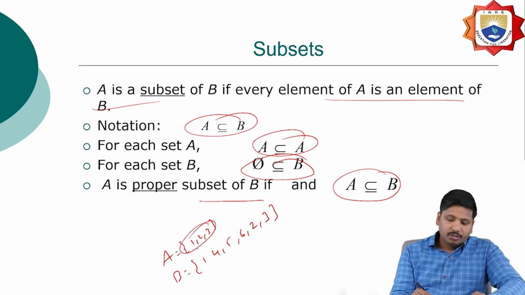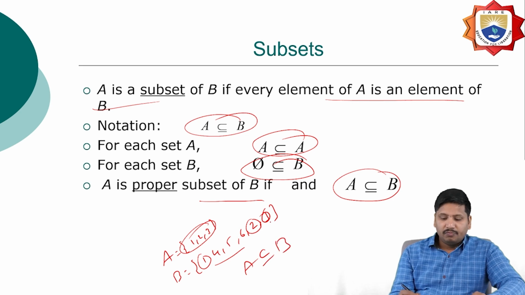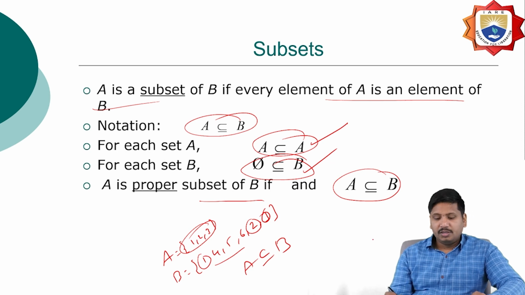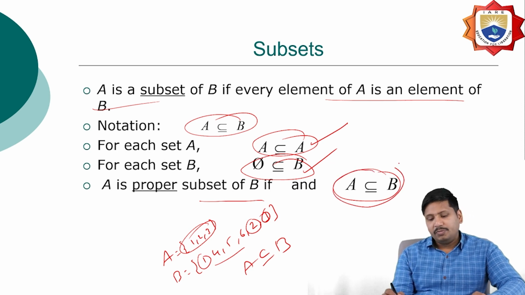So all the elements of it also belong in B. So 1, 2, 3. That's why I am able to say that A should be a subset of B. For every element, A should be a subset of B, and A should be a proper subset of B if and only if it satisfies this condition.